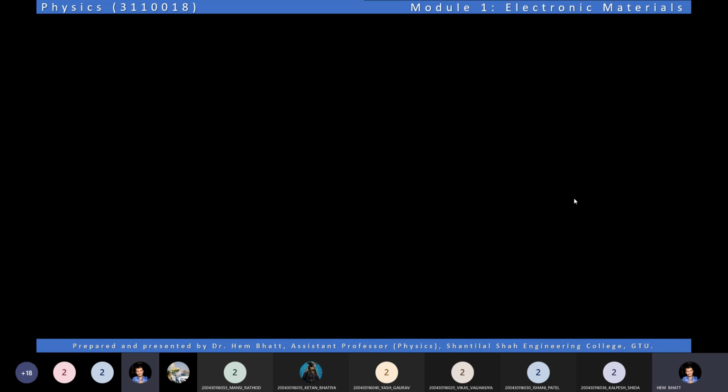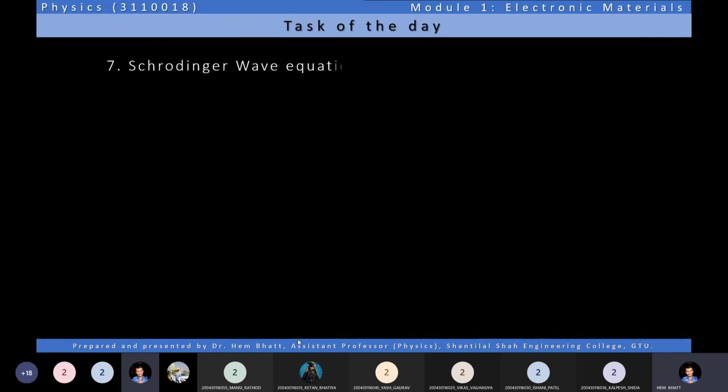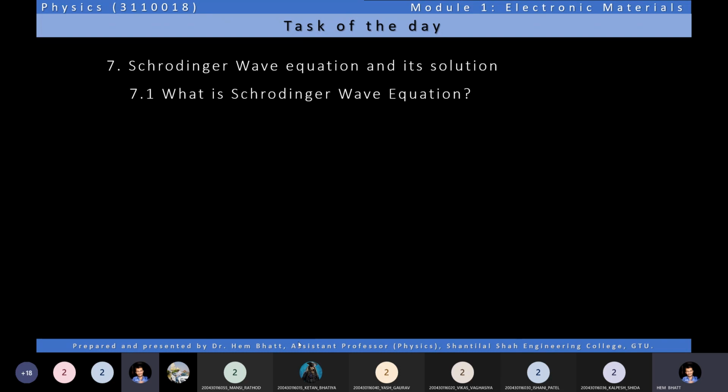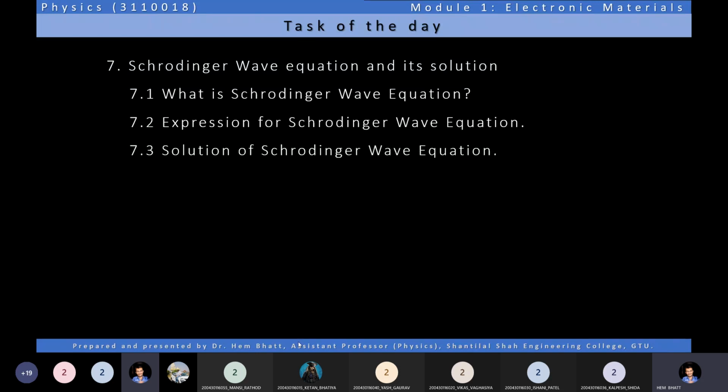Now let us come to today's task. What we are going to do today: today we will discuss the Schrodinger wave equation and its solution. So how to approach this topic? First we will understand what the Schrodinger equation is. We will start from there. Then we will see the expression for the Schrodinger wave equation, derive it, and obtain its solution. We will arrive at the solution of the Schrodinger wave equation.